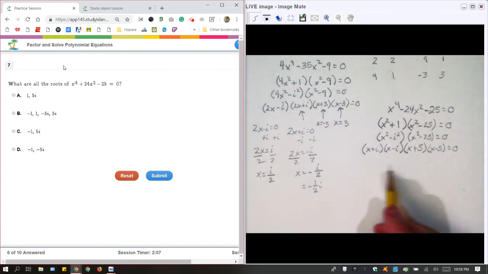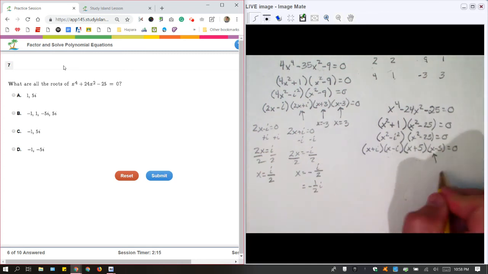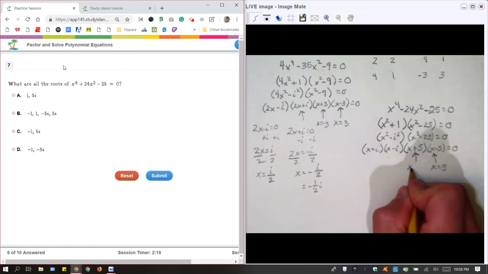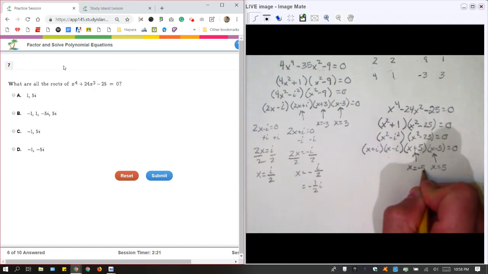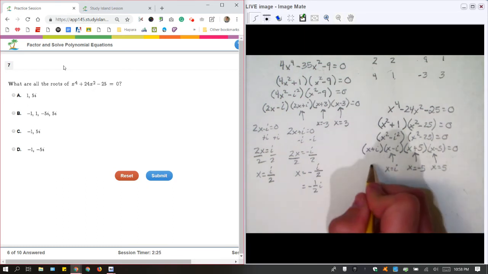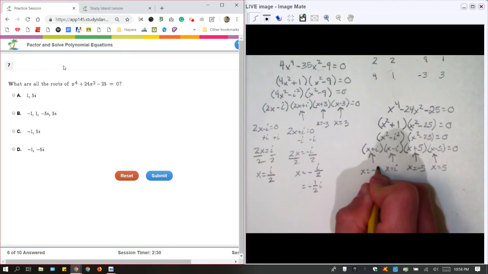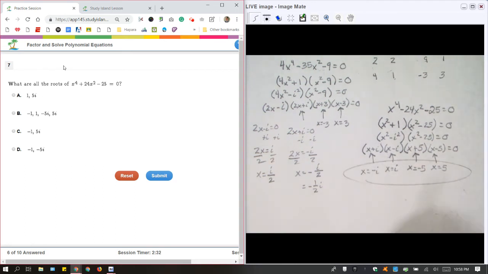So again, we've got four binomials, the product of which is equal to 0. So the answers for each of these is whatever makes each binomial 0. So this, what makes it 0? If x is 5. What makes this 0? If x is equal to -5. What makes this one 0? If x is equal to positive i. And what makes this 0? If x is equal to negative i. These are your four answers: i, negative i, 5, and -5.